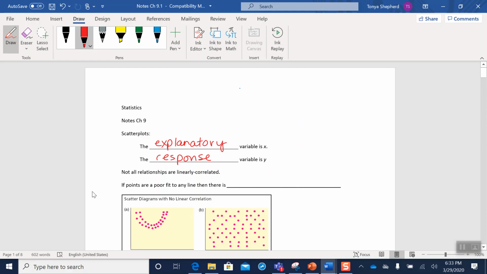So what we tend to say is that if the scatter plot does not resemble a line very much, then what we say is that there is no linear correlation. Oops, I forgot the no. No linear correlation. That doesn't mean there's no relationship between the x and y variables. There's just not a linear relationship that's very evident from the variables.